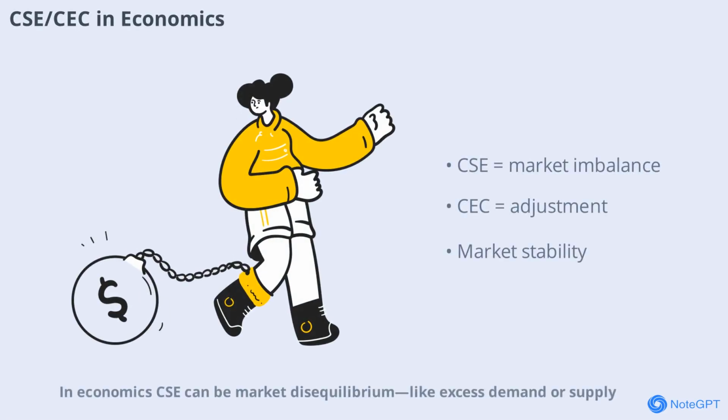In economics, CSE can be market disequilibrium, like excess demand or supply. CEC is the adjustment mechanism: price changes, production shifts, or policy interventions. As the market moves toward equilibrium, CSE drops and CEC interventions become less frequent. This dynamic underpins stable, efficient markets.